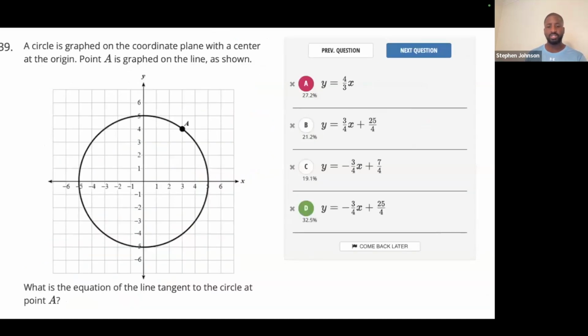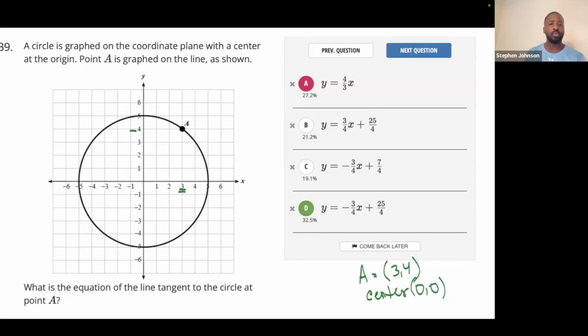All right, here's our next question. A circle is graphed on the coordinate plane with a center at the origin. So we see that. Point A is graphed on the line. So we see that. If I were you, I would suggest that on your notes, you write down what point A is. So point A looks like it's (3, 4). So A is at (3, 4). All right, so we know that we go through the point (3, 4), and we know that the center of the circle is (0, 0). So that's all that they've told us so far.